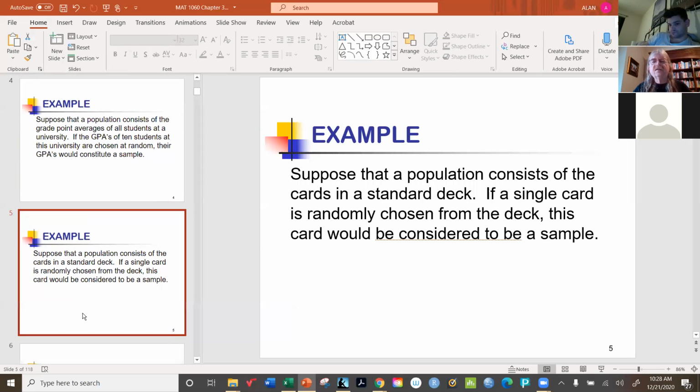Now, here's a slightly different type of example. This is not taken from real data. This is more of an experiment, and we'll see a lot of that as well. Sometimes our data comes from experiments, and sometimes it comes from actual raw data. So here we have a deck of cards, and we pick a card at random. Whatever that card is is considered a sample taken from the deck, which could be considered a population, because that one card is in fact a sample or subset of the entire deck.